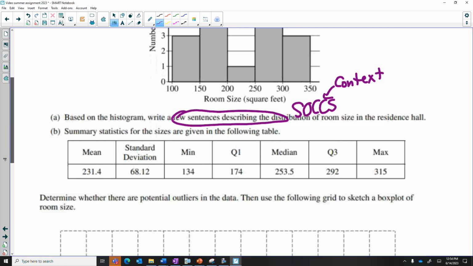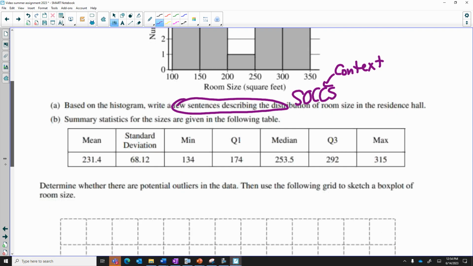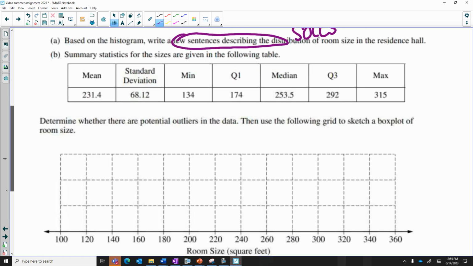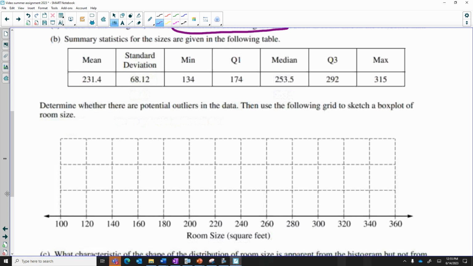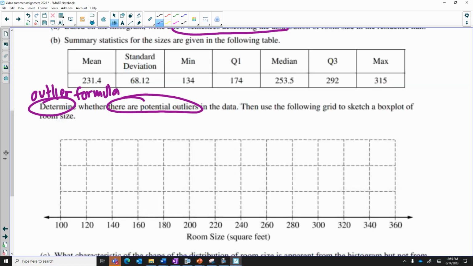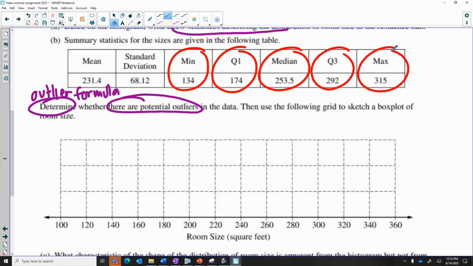You're going to use your 5-number summary down below, only your 5-number summary, and you're going to make a box plot. But it says there may be potential outliers, so determine them using your outlier formula, which we just went over, and you're going to plot it. You cannot put this in your calculator because you don't have all the data from the whole data set, so you have to use your 5-number summary. So I'm going to circle it for you. Minimum, Q1, median, Q3, and maximum. Use that outlier formula that we just went over, and then answer part C.